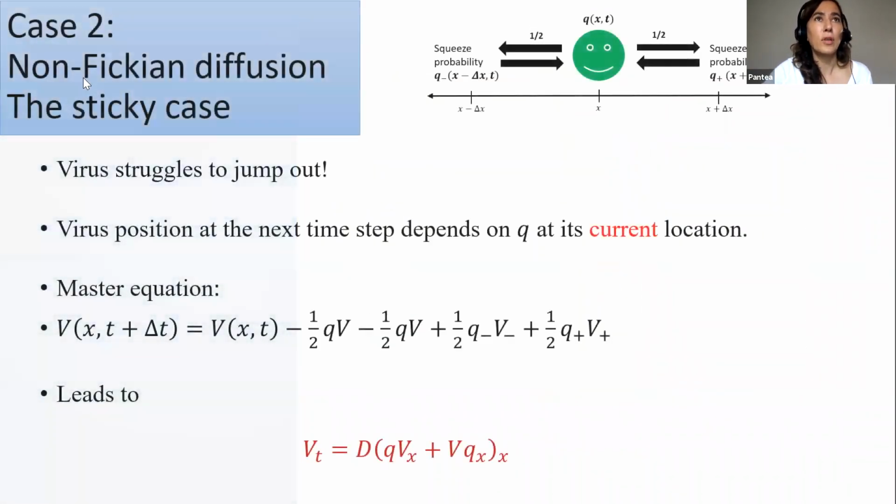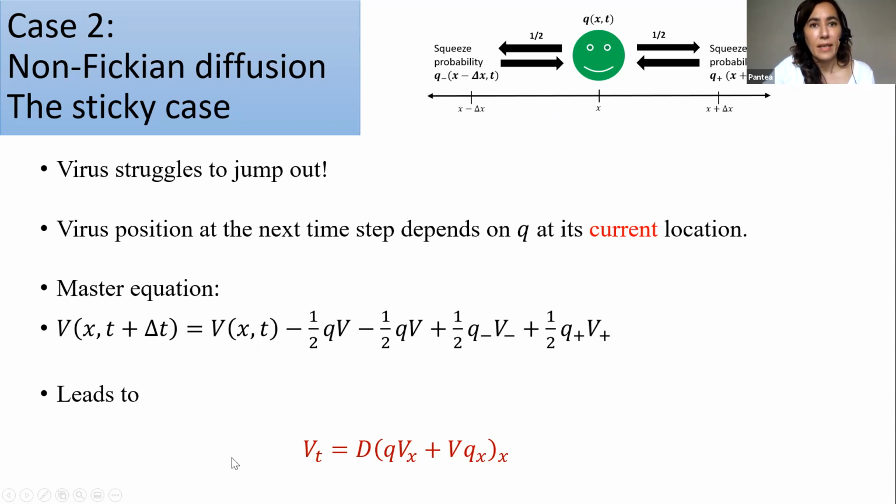So let's now take a look at a different case. This is case 2, non-Fickian diffusion, and we call this a sticky case. In this case, the virus struggles to jump out. Virus position at the next time step depends on squeeze probability Q at its current location. So this time, the master equation for the viruses at the next time step, T plus delta T, is going to depend on the squeeze probability at the location where the virus is currently residing, for moving out of position X and coming into position X.